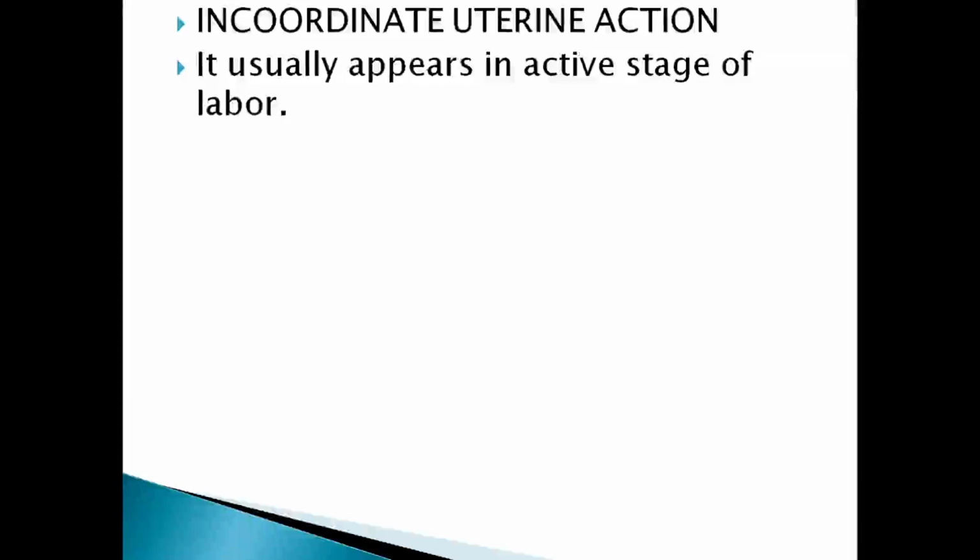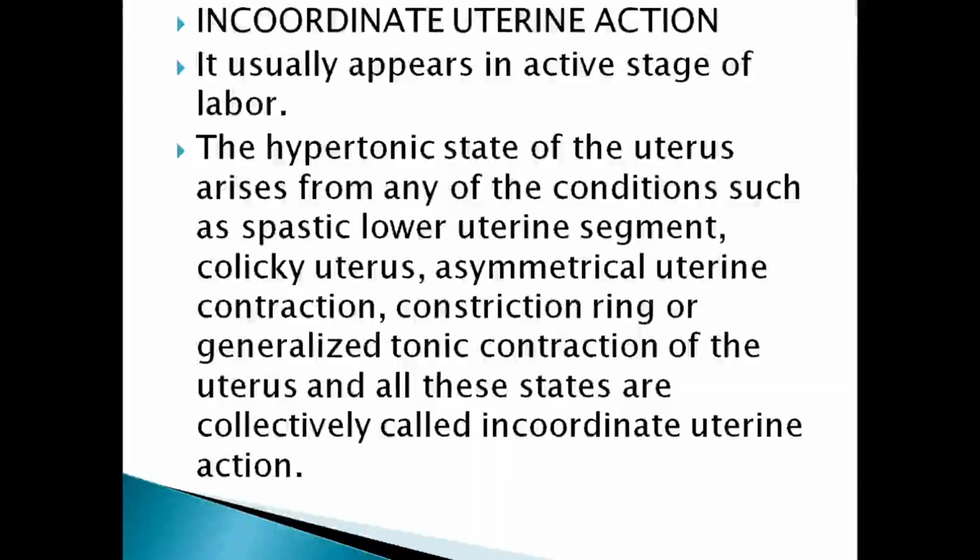Incoordinate uterine action usually appears in the active stage of labor. The hypertonic state of the uterus arises from conditions such as spastic lower uterine segment, colicky uterus, asymmetrical uterine contraction, constriction ring, or generalized tonic contractions of the uterus, and all these states are collectively called incoordinate uterine action.